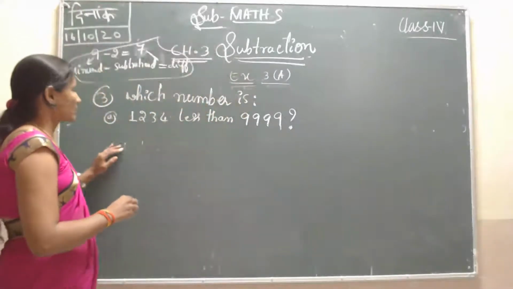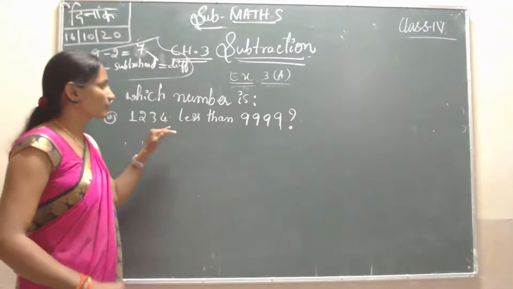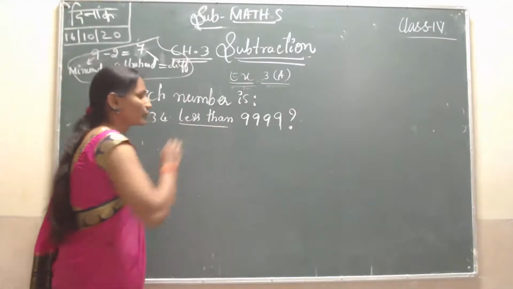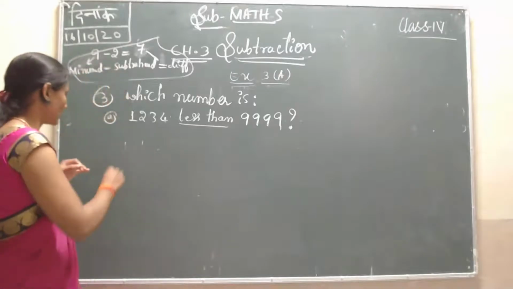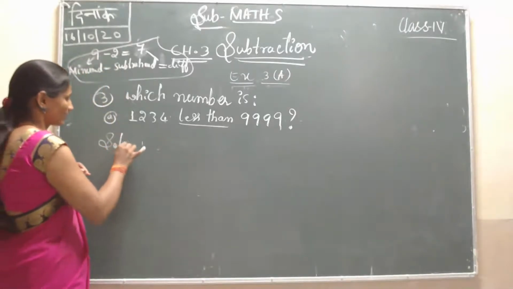Students, what is the question in the first one? 1234 less than. Less than means you have to do the subtraction. Less than is that use a minus symbol. So now to write the first solution.